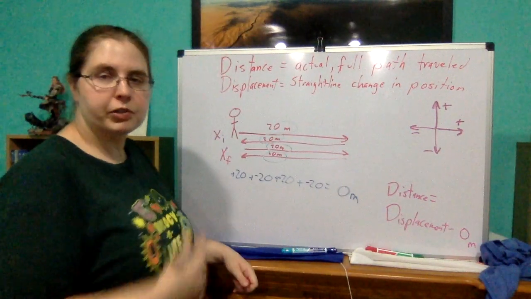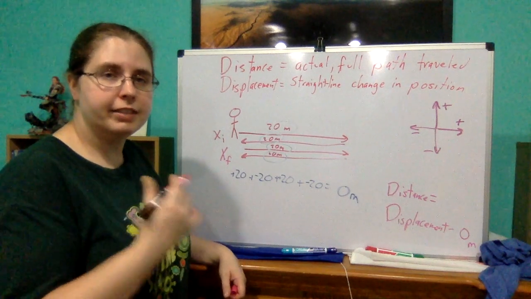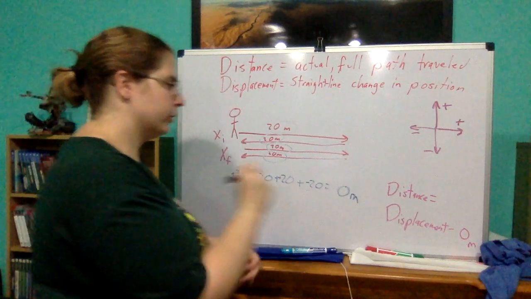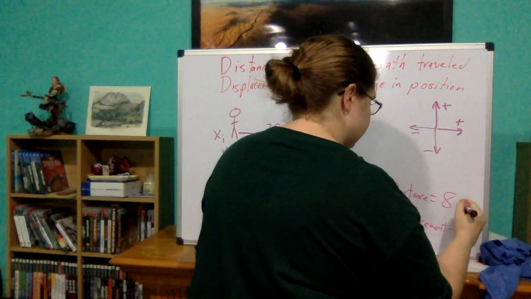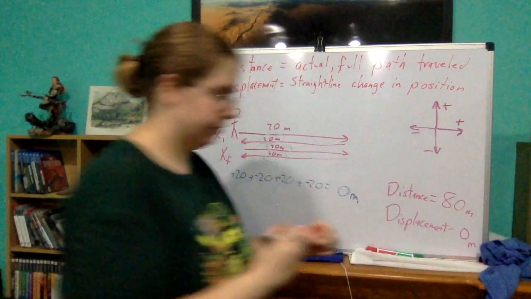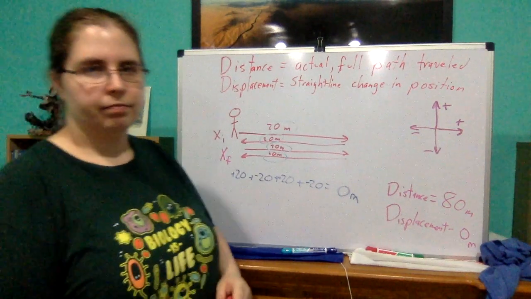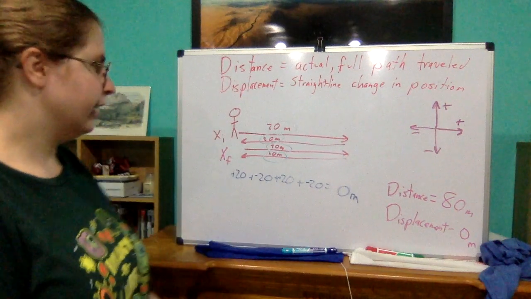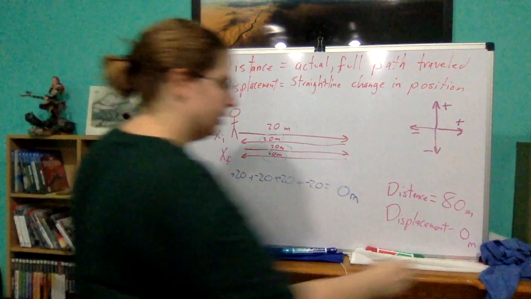However, this person swimming still did have a distance. He swam 20 plus 20 plus 20 plus 20 equals 80 meters. Not too bad, right? No, not too bad. All right. Let's see. I'll do another one.